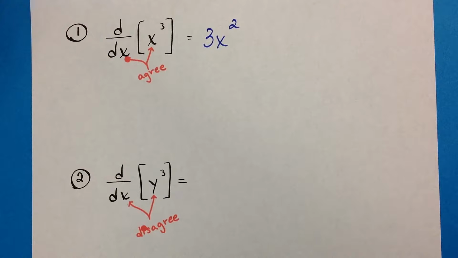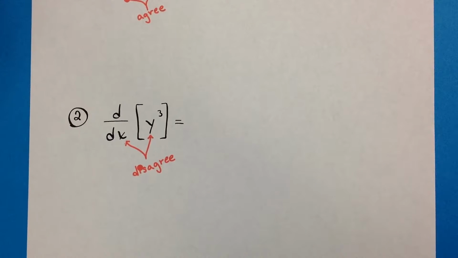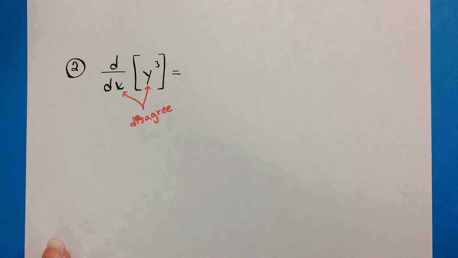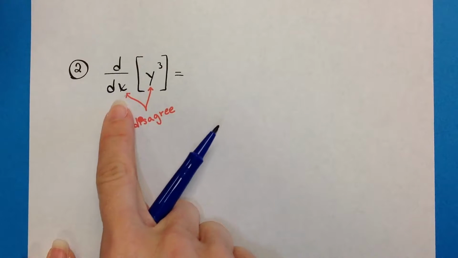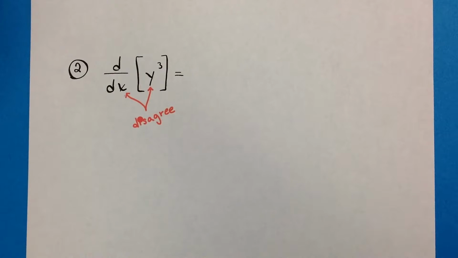Now the second example that you're seeing here, your variables do not agree with each other. You're asked to take the derivative with respect to x, but the term that you're taking the derivative of is not in terms of x, it's in terms of y.